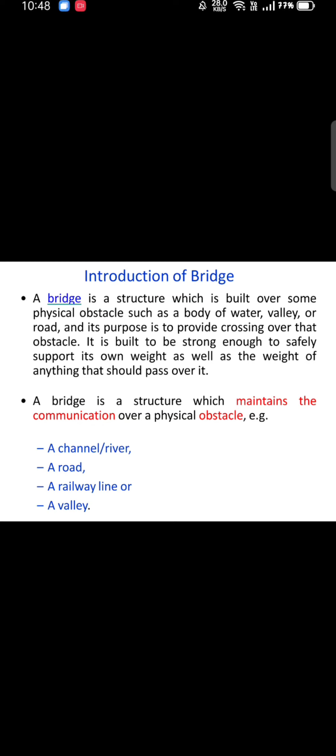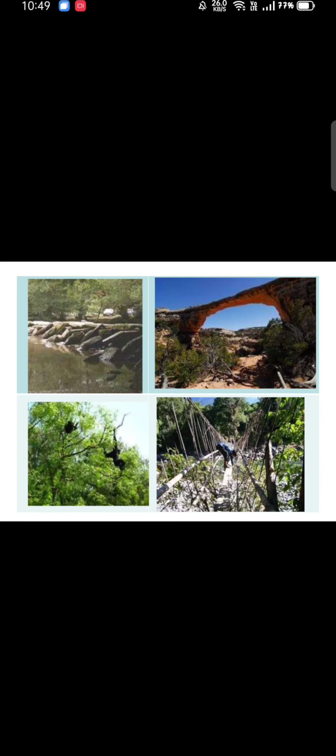A bridge is built strong enough to support its own weight as well as the weight of anything that passes over it. Hence, a bridge is a structure that maintains communication over a physical obstacle. That obstacle can be a channel, a river, a valley, a roadway, or a railway, anything. Now you can see pictures of different obstacles which a person has to cross while traveling distances.